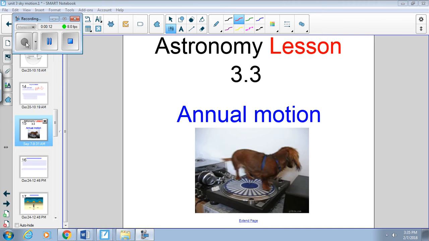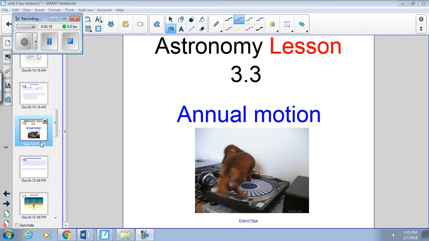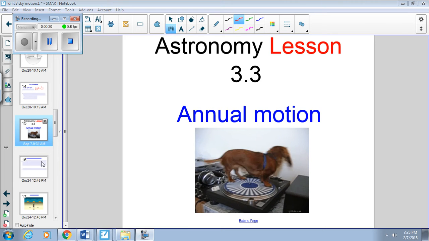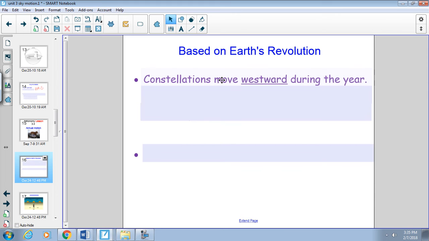Starting lesson 3.3, annual motion. Going around in circles. All right, so let's get right into this. This is based on Earth's revolution, in other words, our year. And this is talking about how the constellations move westward throughout the year, so different constellations appear at different points.